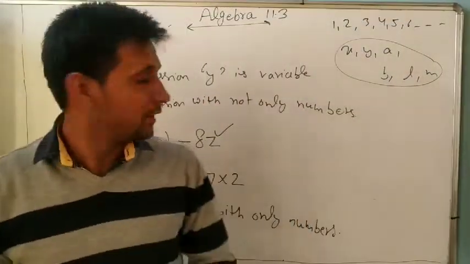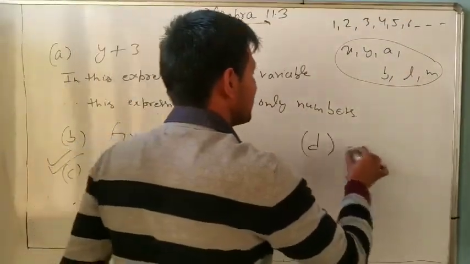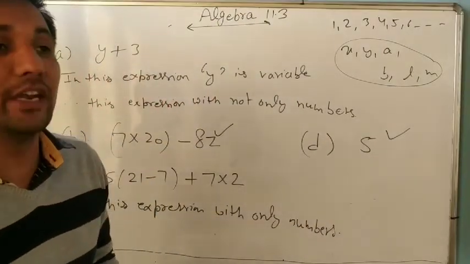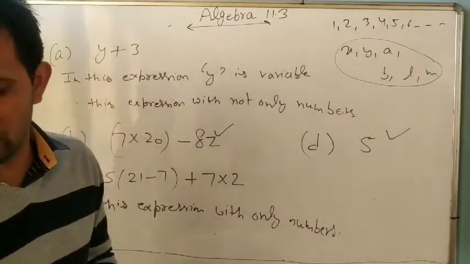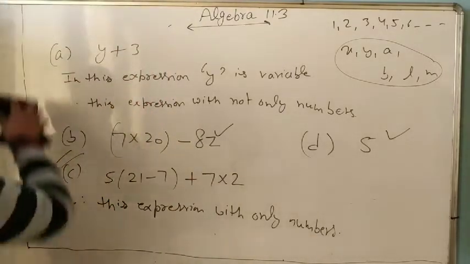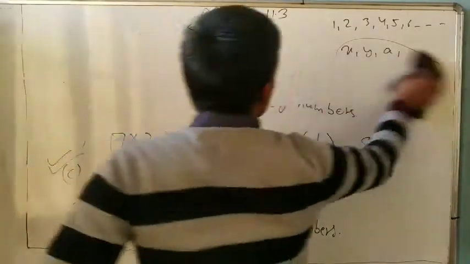In the D part, only 5 is given. It is only a number. In E, 3 into x, x is a variable. You can do the rest of the parts of the second question yourself. Now the third question.